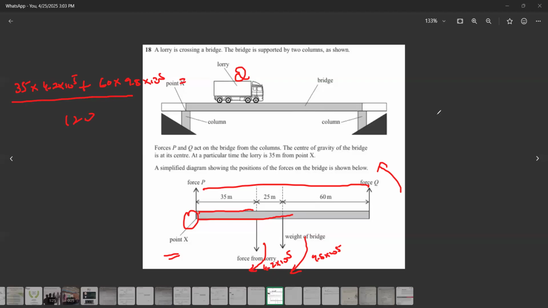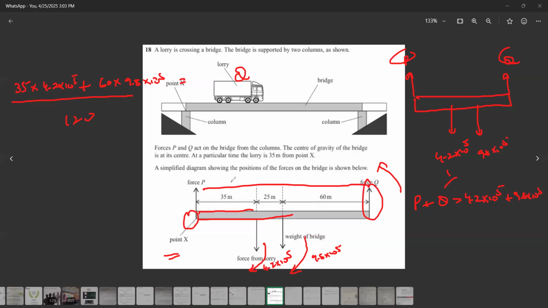And if I need the value for P, the total upward force must be equal to the total downward force. After getting the value for Q, the two forces acting downward are 4.2 into 10 to the power 5 and 9.8 into 10 to the power 5. So we'll use the condition of equilibrium that total upward force equals total downward force. The upward force is P plus Q, and the downward force is 4.2 into 10 to the power 5 plus 9.8 into 10 to the power 5. Here I'll substitute the value for Q, subtract from this sum, and I'll get the value for P.